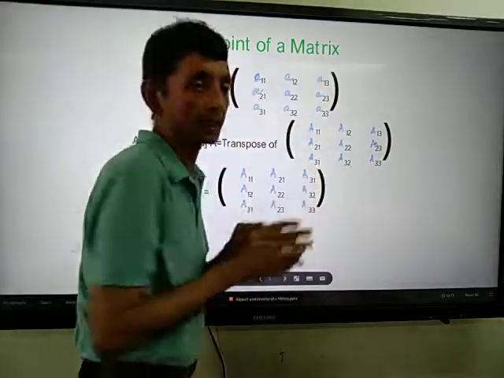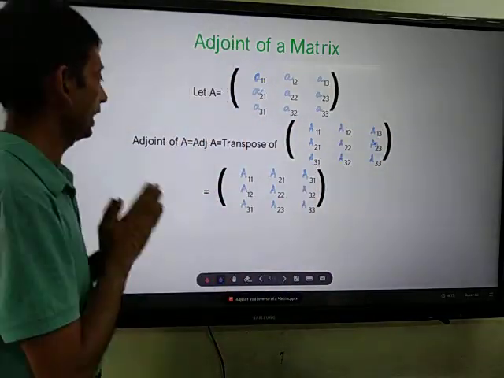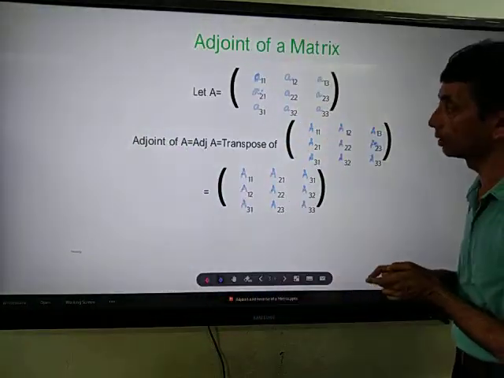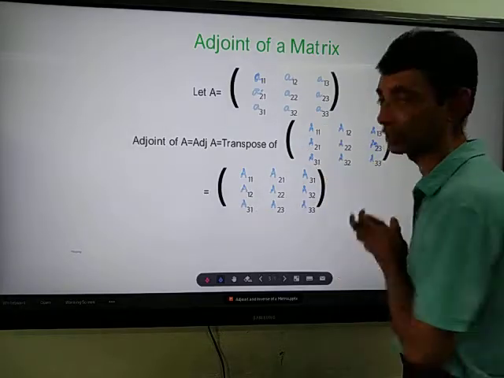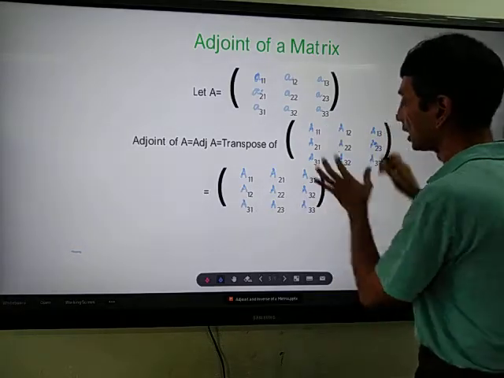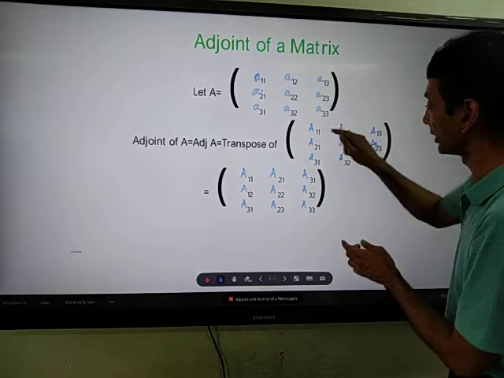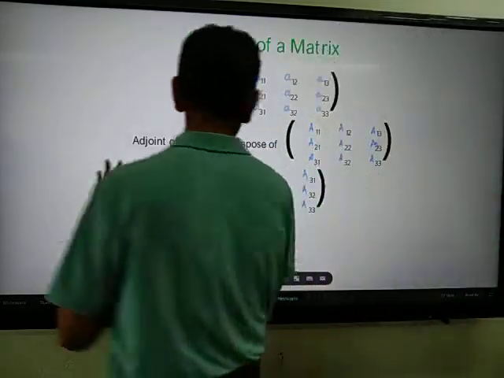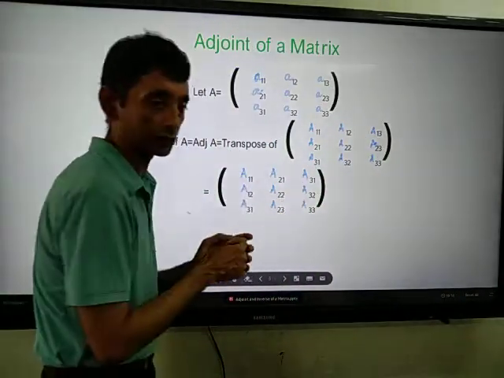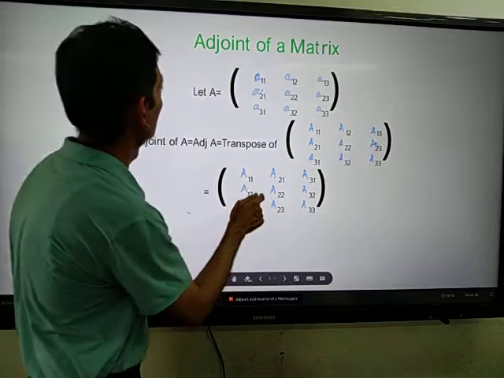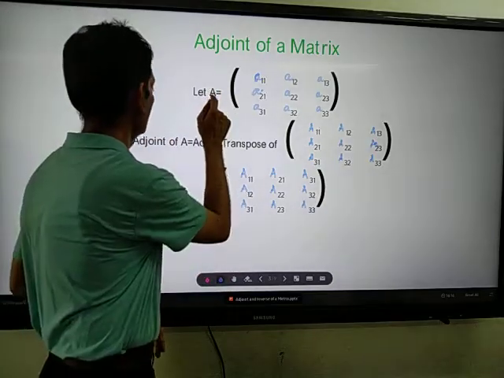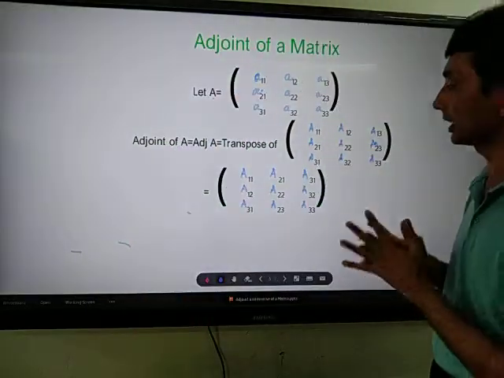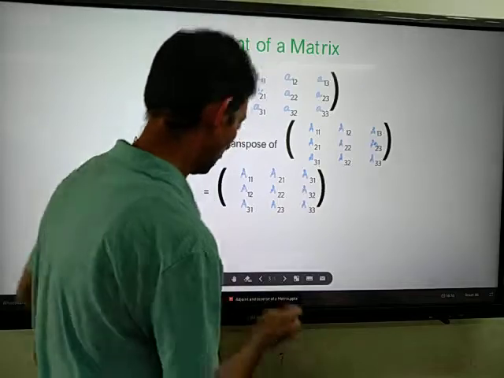But by writing the cofactors as they are, you don't get the adjoint of a matrix. An extra important step needs to be done. What is that? You have to take the transpose of this matrix. The moment you take the transpose, the first row will be the first column. That means you interchange the rows and columns, and then finally you get this matrix. This is said to be the adjoint of the matrix A. So to find the adjoint, you need to find the cofactor of each and every element. Let's move ahead.